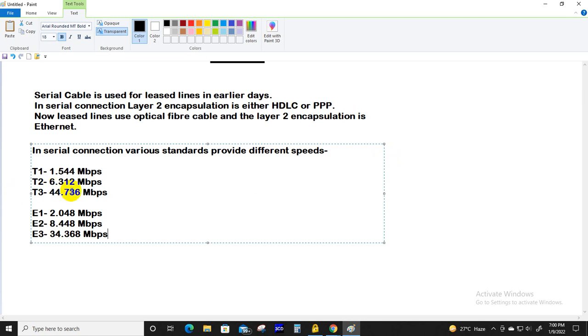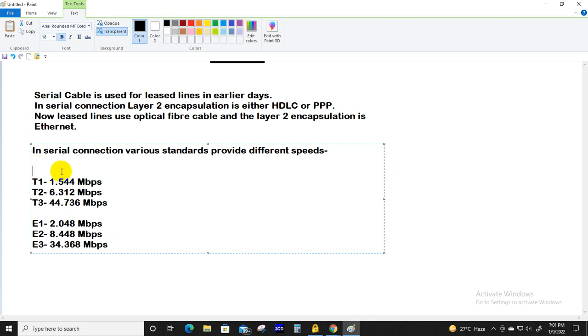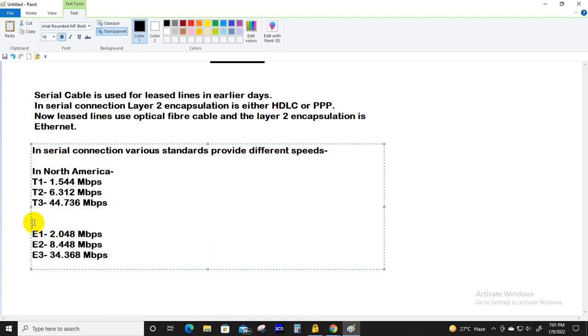T1, T2, T3, these terms are used in North America. E1, E2, E3, these terms are used in Europe and other regions.